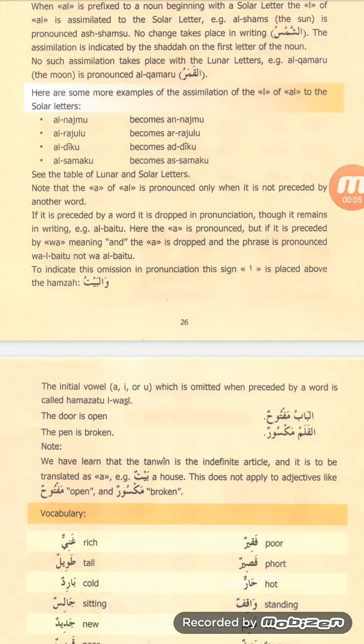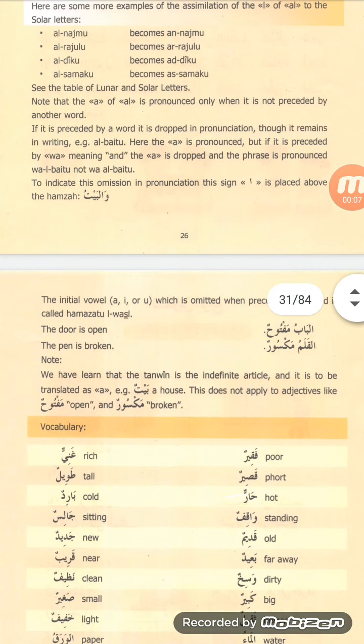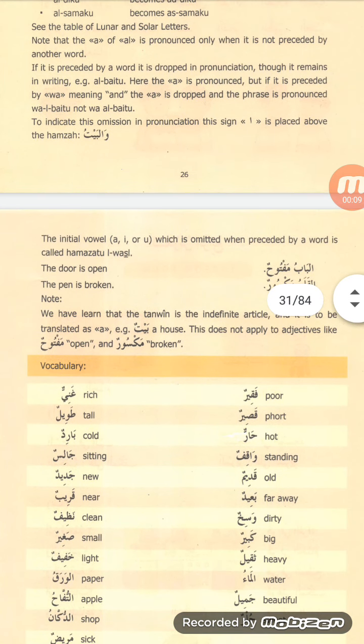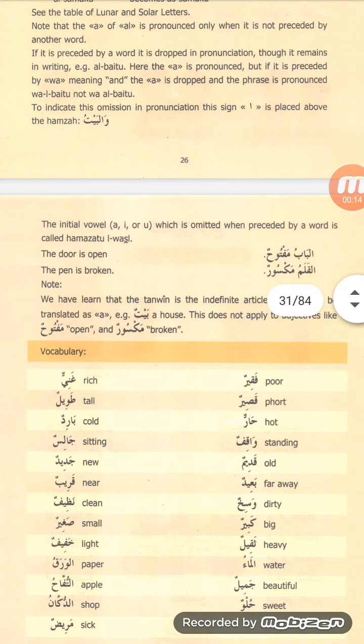Note that the a of al is pronounced only when it is not preceded by another word. If it is preceded by a word, it is dropped in pronunciation, though it remains in writing. For example, al-baytu. Here the a is pronounced. But if it is preceded by wa, meaning and, the a is dropped and the phrase is pronounced wal baytu, not wa al baytu.